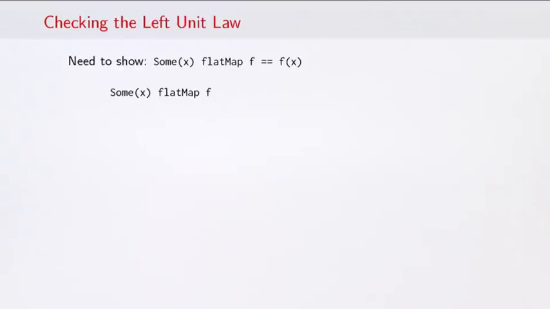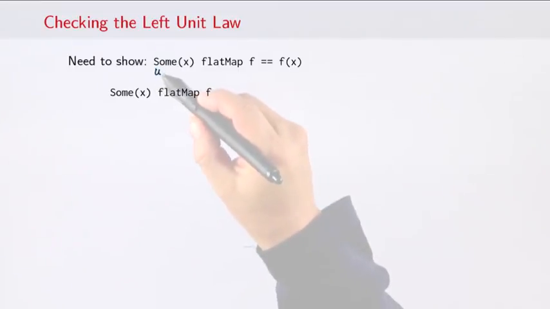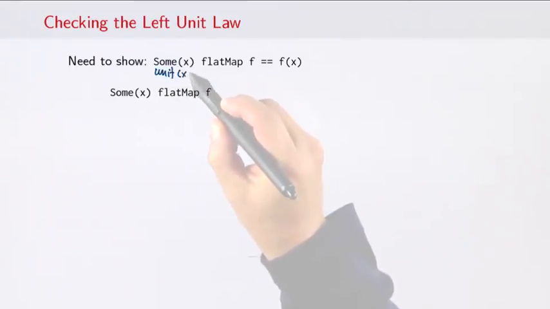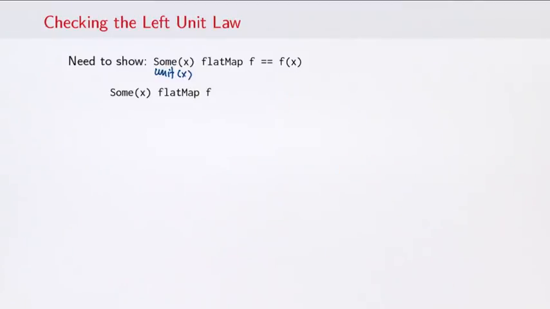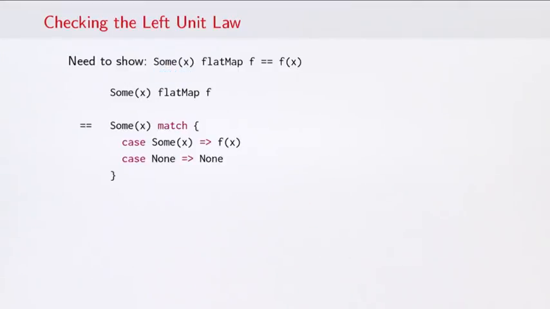Let's start to prove the left unit law. What we need to show here is that unit of x for Option, that was Some(x), as you know, flatMap f is the same thing as f(x). So let's start with that expression, Some(x) flatMap f, and expand what flatMap means. FlatMap is this pattern match which says, if it's Some(x), then apply f to it. If it's None, keep on having None. Now we can simplify, obviously, because we have a Some(x) here, so it clearly matches the first pattern, and that would give us f(x) as the result. So the first monad law holds.